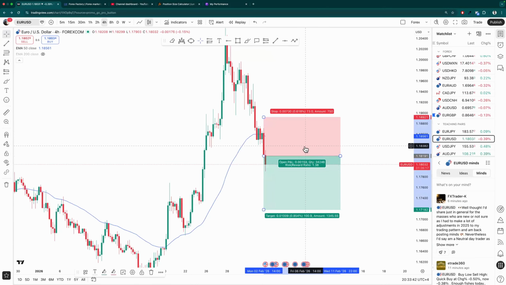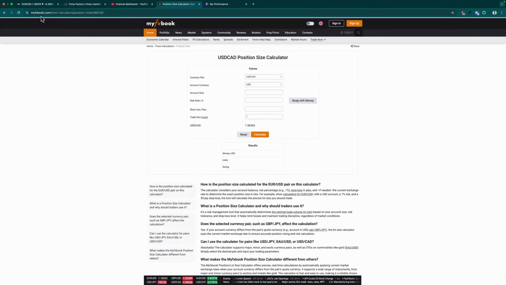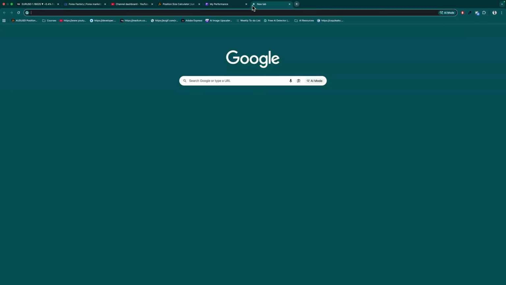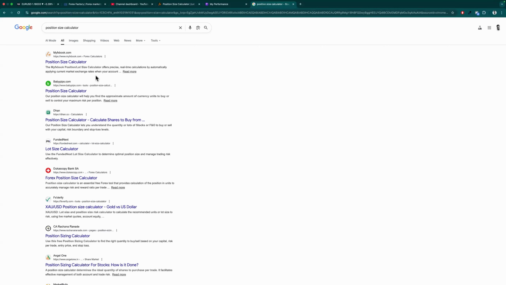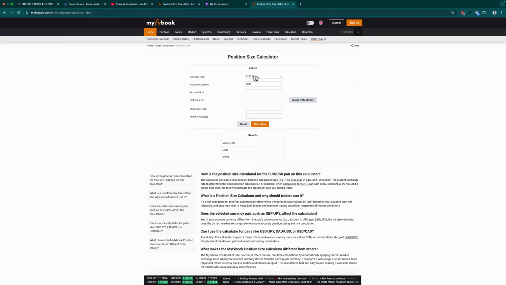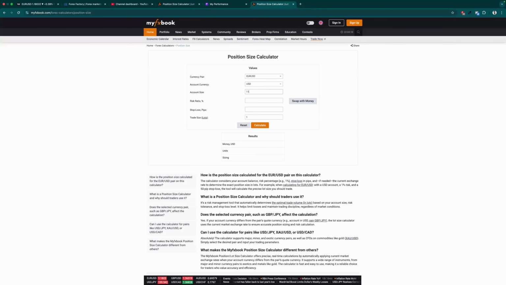Now what do we do? We can just go over here to my FX book. You can just write position size calculator on Google. For me, the first link is from my FX book. We open that and the currency pair is Euro USD selected. You don't have to modify this. This lots is fixed and you don't need to modify that. This account size doesn't matter so much unless you know how much you want to risk.